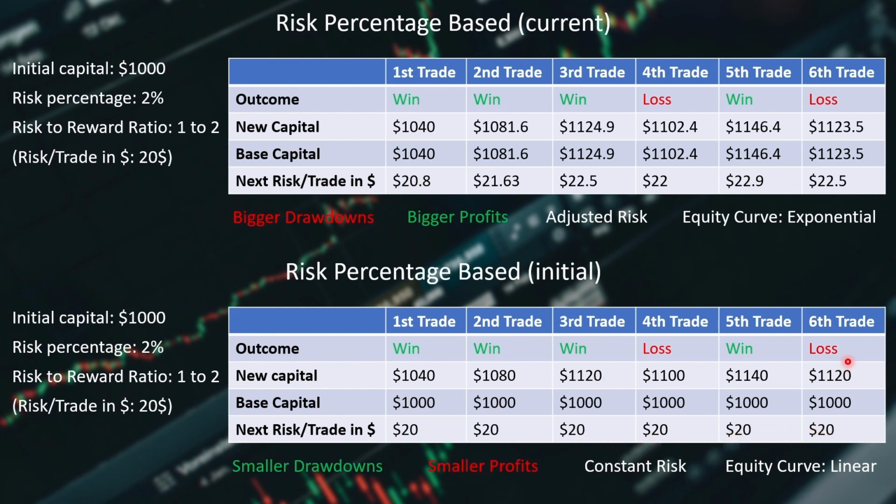After the last trade, on the initial capital version, the account balance is now at $1,120. And on the current capital version, it is $1,123. So overall, the current capital version won. But keep in mind, with the current capital version, you will have bigger drawdowns than with the initial capital version.